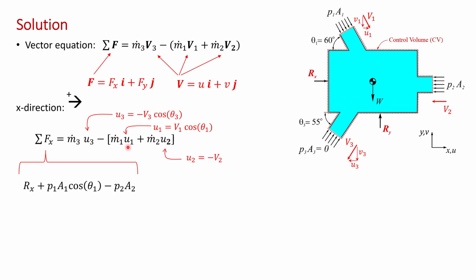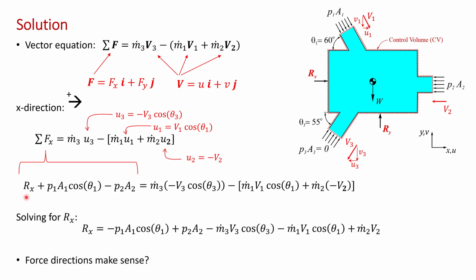So now making the substitutions here for u1, u2, and u3, we get that the sum of the forces in the x direction equals m dot 3 times minus V3 cos theta 3 minus the sum of the momentum entering in the x direction, which is m dot 1 V1 cos theta 1 plus m dot 2 times minus V2. At this point, we can solve for the unknown reaction force in the x direction, and that's what I've done here. Feel free to check my algebra, of course.